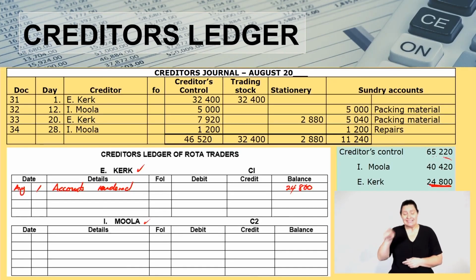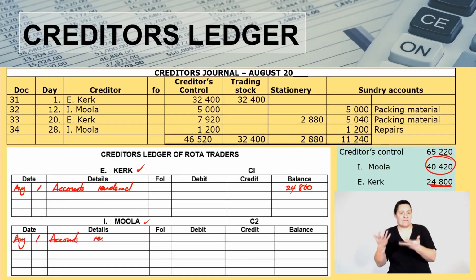Let's come to Imula. We're already owing them 40,420. So we'll come here, then we say August 1st, then we say accounts rendered. And accounts rendered, how much is it going to be? 40,420. Okay, let's see if we bought goods from them now. It says on the 1st, we bought goods from Ekirk. How much? 32,400.